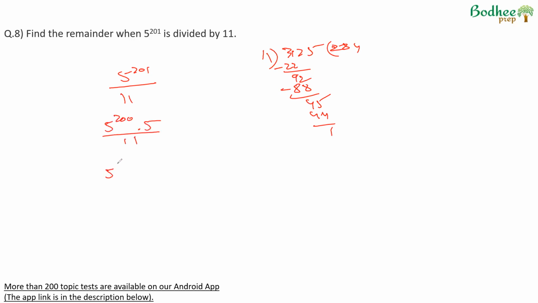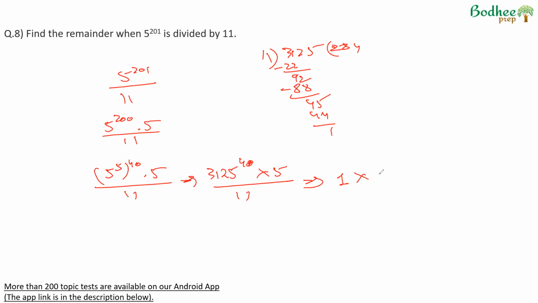This becomes 5 raised to power 5, raised to power 40, into 5. 5 raised to power 5 is 3125, raised to power 40. 3125 divided by 11 has a remainder of 1. So for the first part we get a remainder of 1. 5 divided by 11 is a remainder of 5. So an overall remainder of 5 becomes the answer.